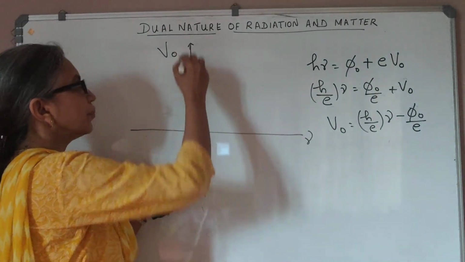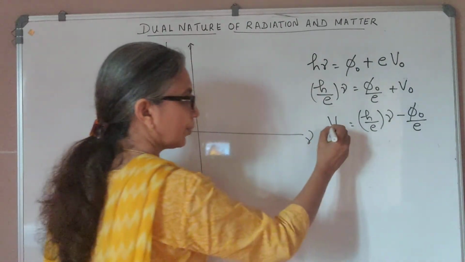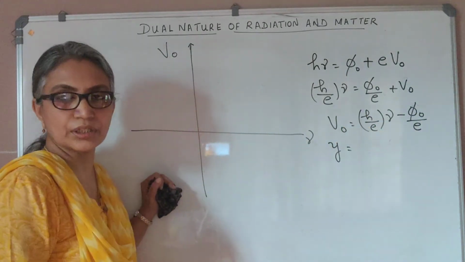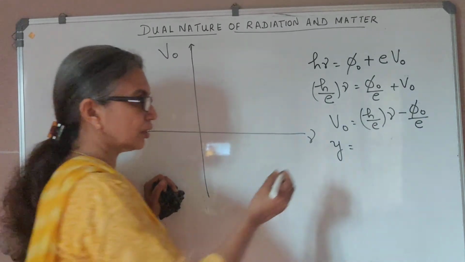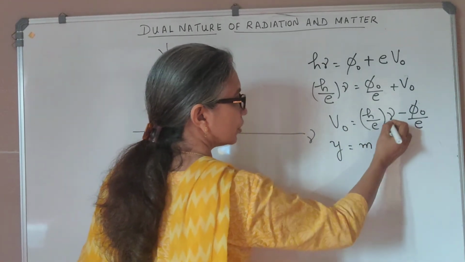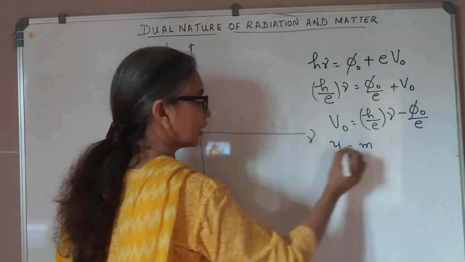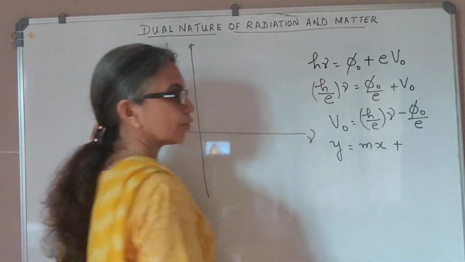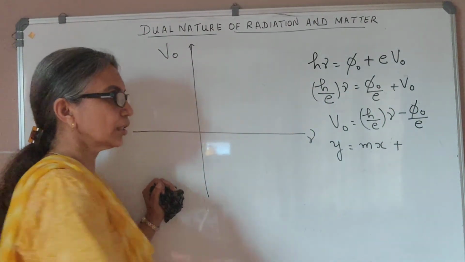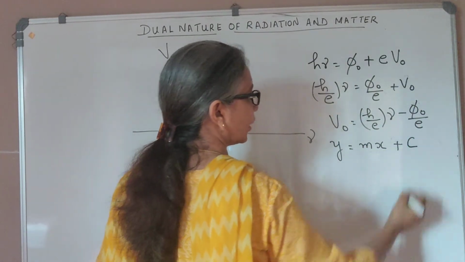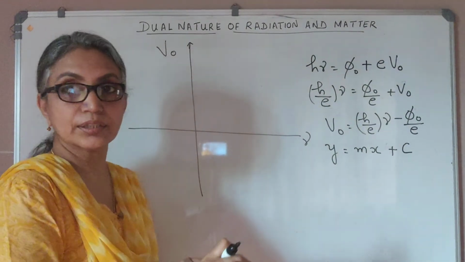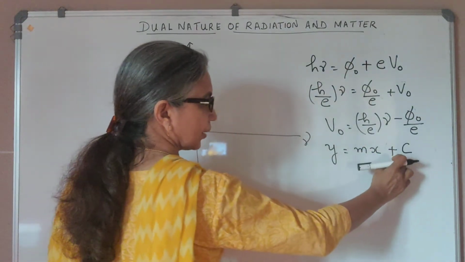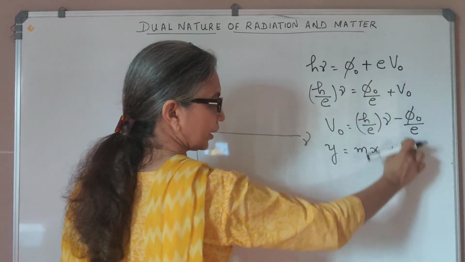Now this V0 is a variable along the y-axis. So I may write this as y equal to h is Planck's constant, E is electronic charge, therefore h by E is going to be a constant. I will take it as m, constant. Nu is the variable along the x-axis. So this is x plus, you have a constant here because work function for a given metal is a constant. This is electronic charge. So y equal to mx plus c, which shows you that this represents a straight line. Now the y-intercept should be a negative intercept, phi 0 by E.